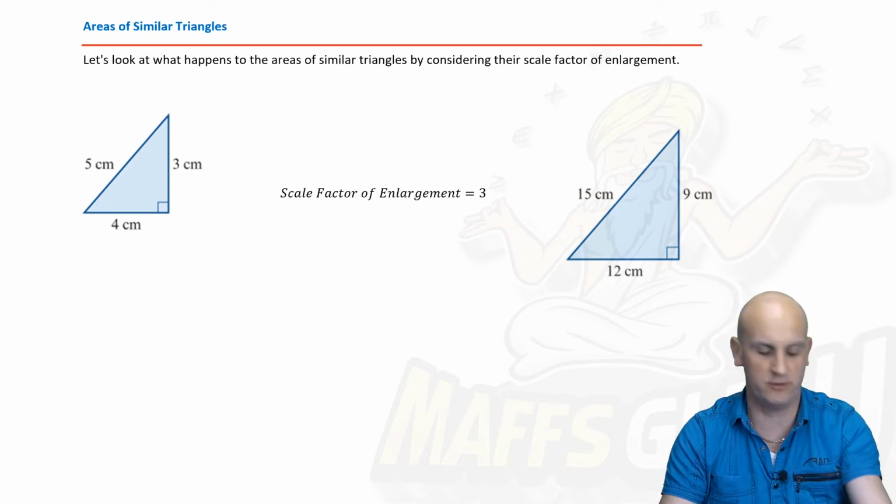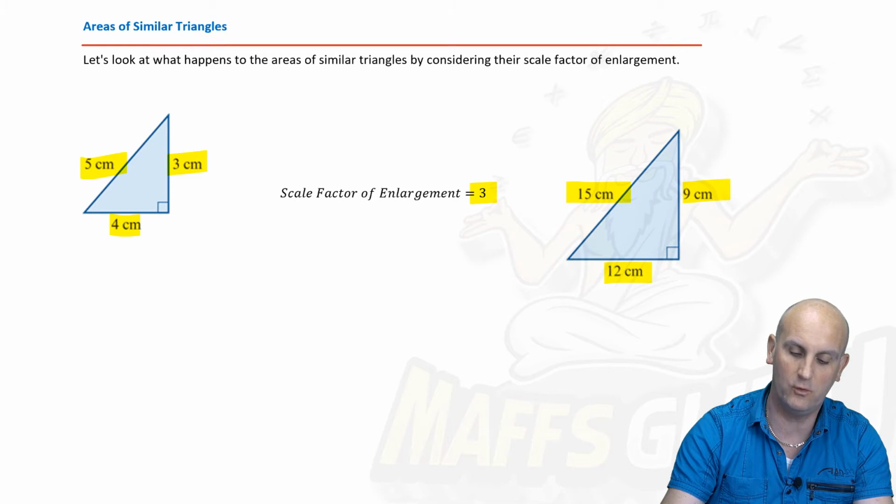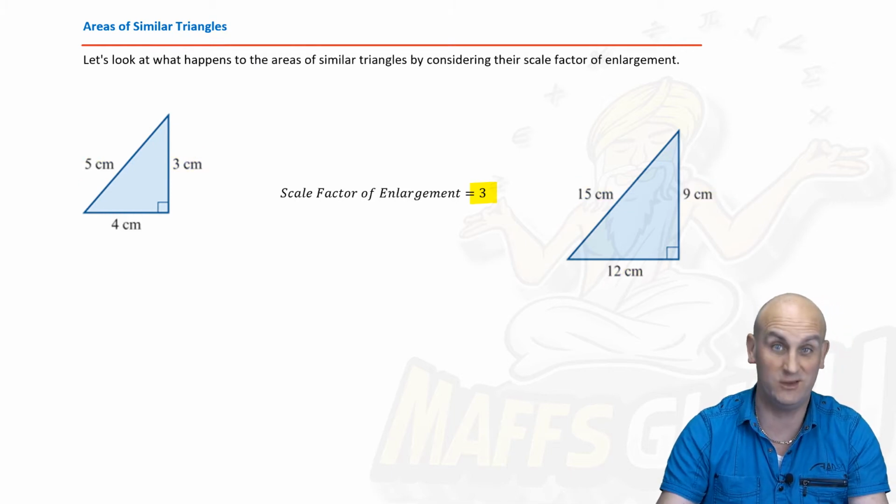Triangles. Triangles seem to throw spanners in the works. Scale factor of enlargement, it says, is 3. Let's just check. 4 to 12, 5 to 15, and 3 has gone to 9. Yep, so all of those sides actually match up. You need to be very careful with these because that's how we trick you in exams.